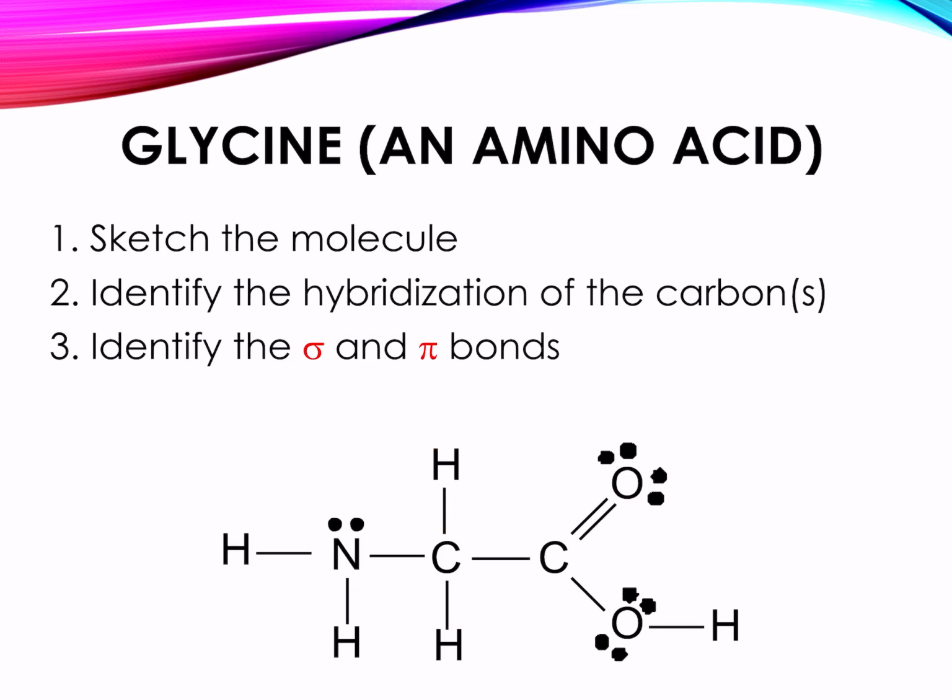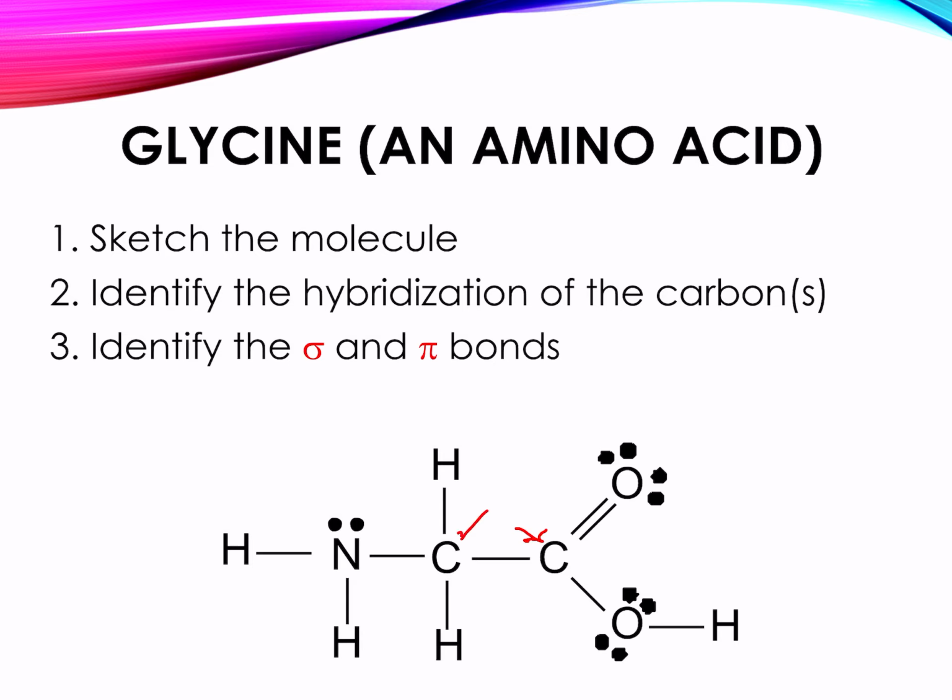Here's a little bit more of a complex molecule. This is going to be our last one. So it says to identify the hybridization of the carbons, but we'll do everything. Let's talk about this carbon first. This carbon has 3 areas of electron density, right? It has 2 single bonds and a double bond. That means this carbon with the 3 areas of electron density is going to be sp2.